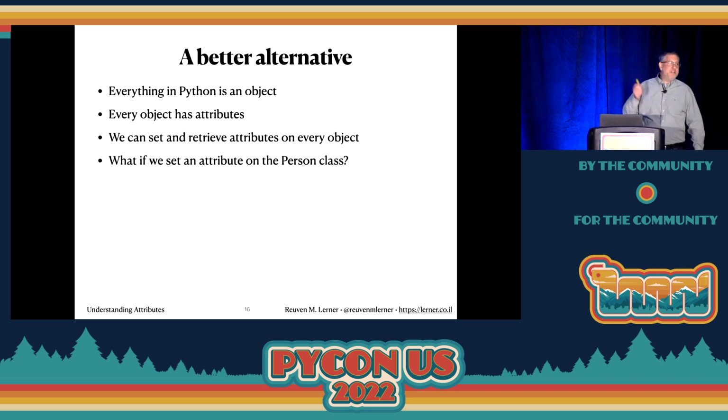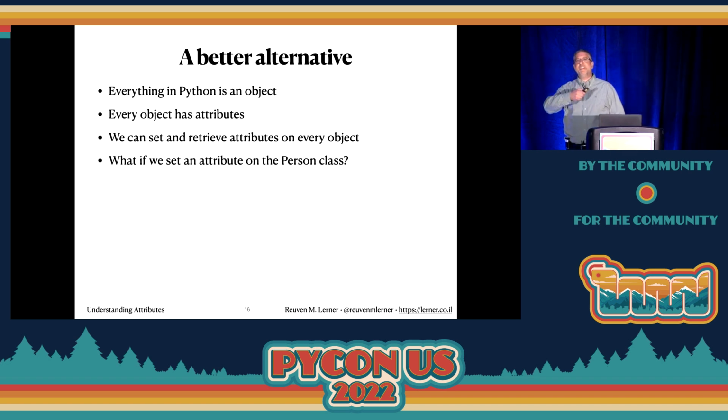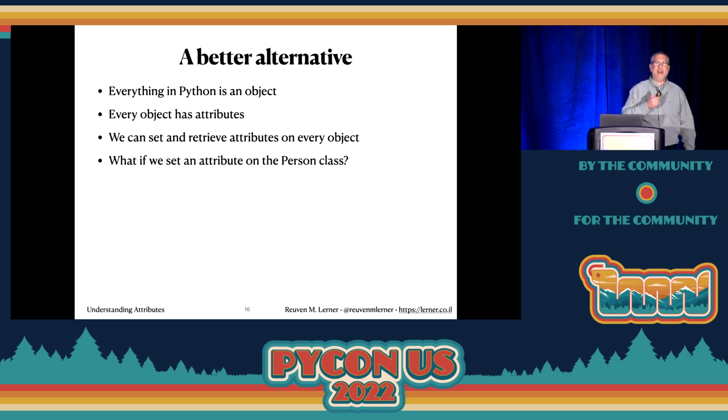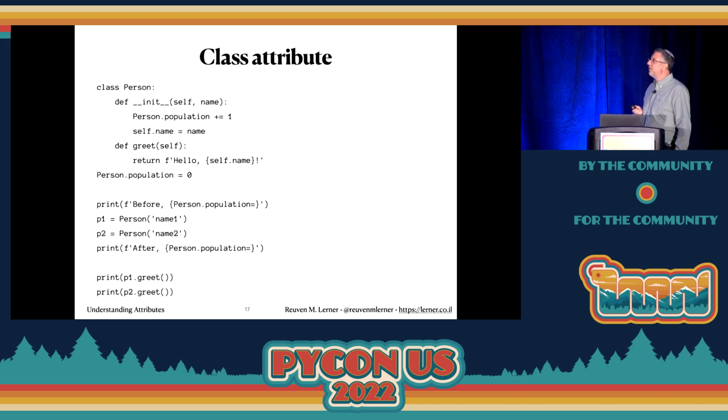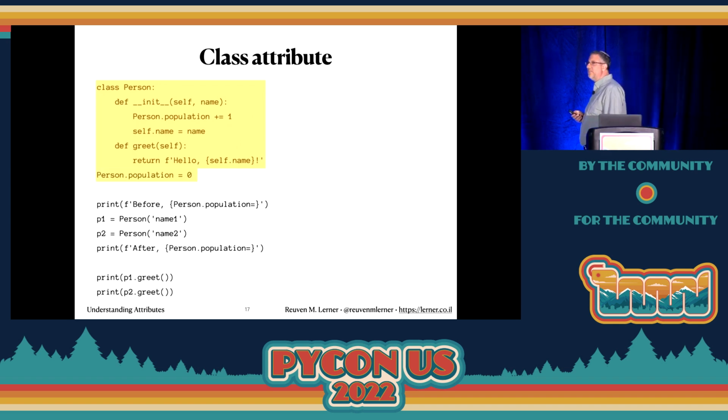Remember, everything in Python is an object, including classes. Every object has attributes. We can set and retrieve attributes on every object. So how about we set an attribute on the person class. So here's what I'm going to do. I'm going to take my class, person, and after I define it, I'm going to add population to it. Can I do that? Absolutely, I can do that. Don't do this. But you can absolutely positively do it, and it will work. As I like to say, unfortunately, this works. It will give you the right solution.